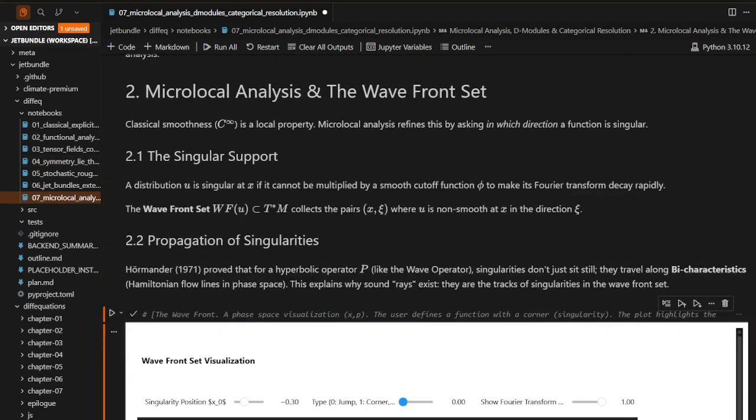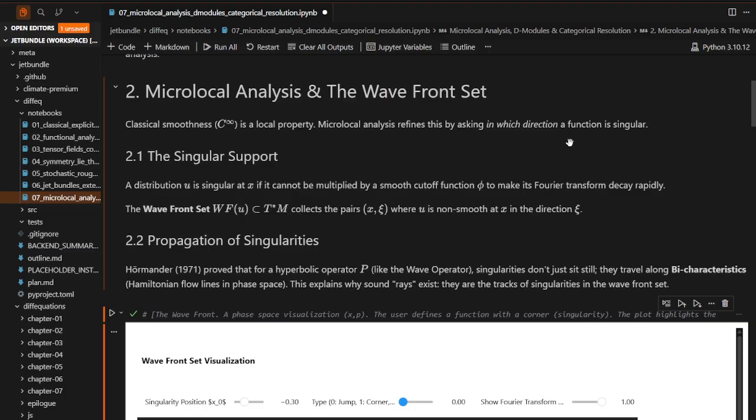So, microlocality, okay? What is microlocal analysis and what is a wave front set? The easiest way to think about this is that smoothness is a local property. Classical smoothness is a local property. So microlocal smoothness asks then, in which direction is the function singular?